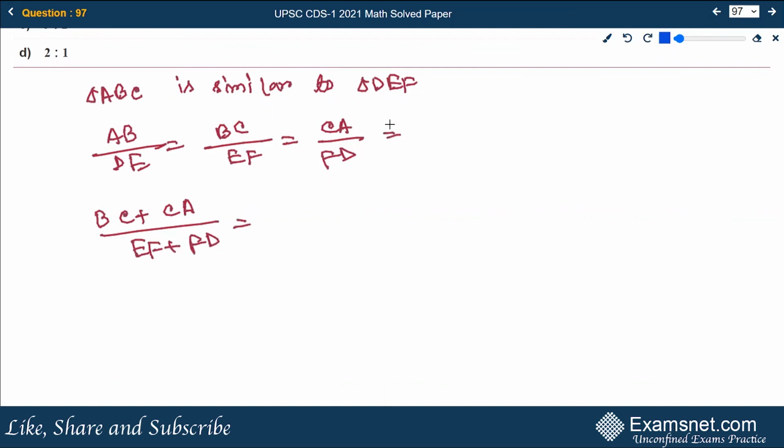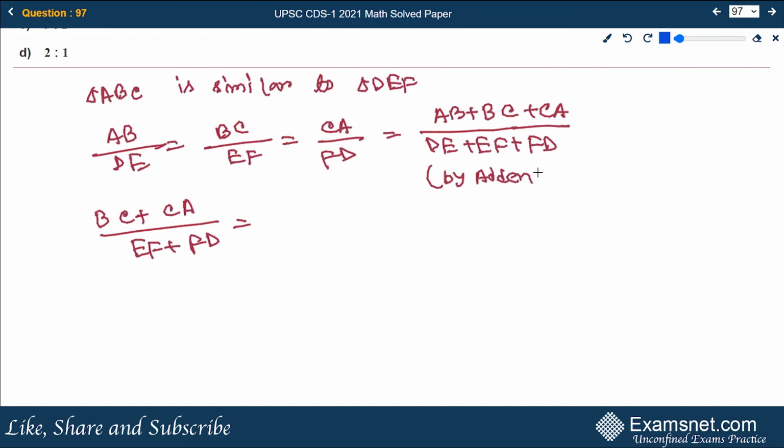Okay, so here by addendo, we can further write AB plus BC plus CA by DE plus EF plus FD. This is the perimeter of the triangle ABC, that is 40. The perimeter of the triangle DEF, that is 30. So it results in 4 by 3. So here also we can write all the ratios are equal to 4 by 3.